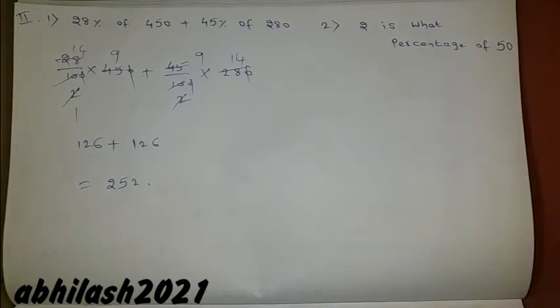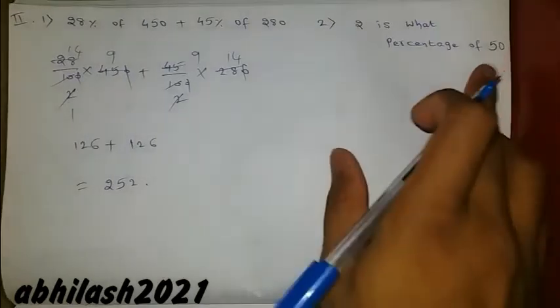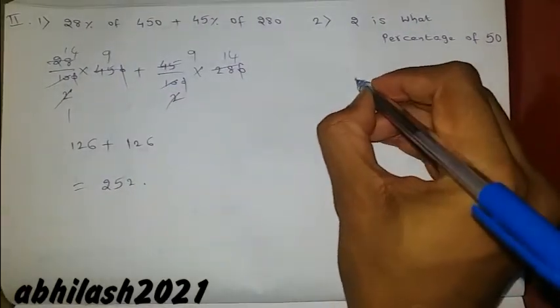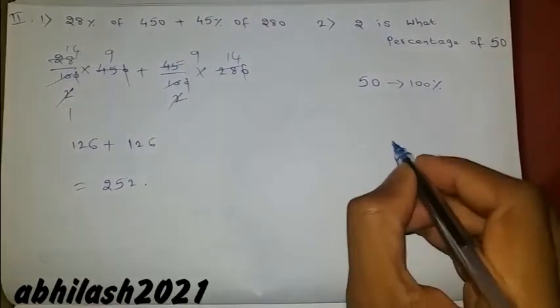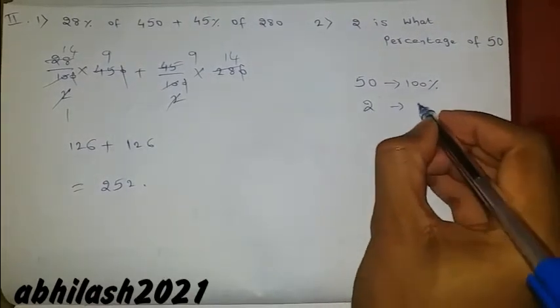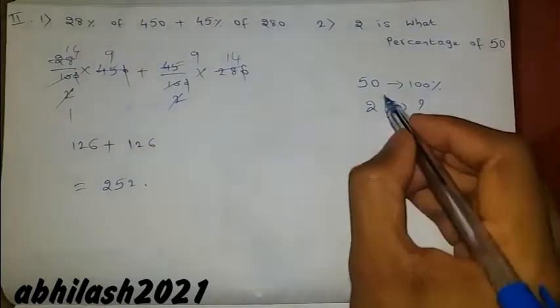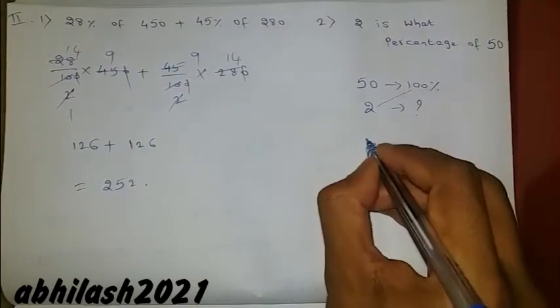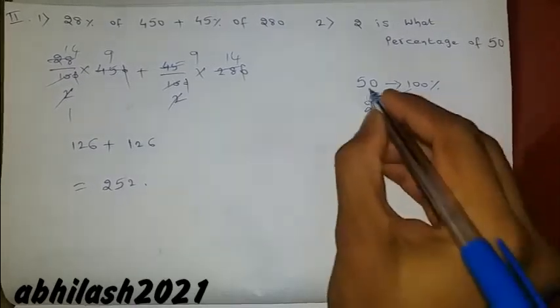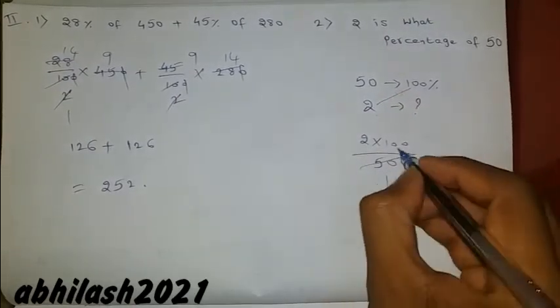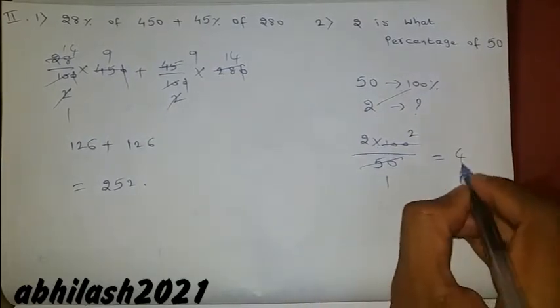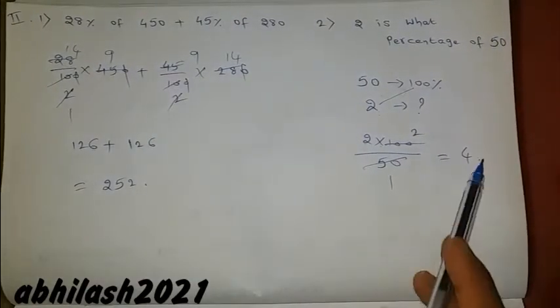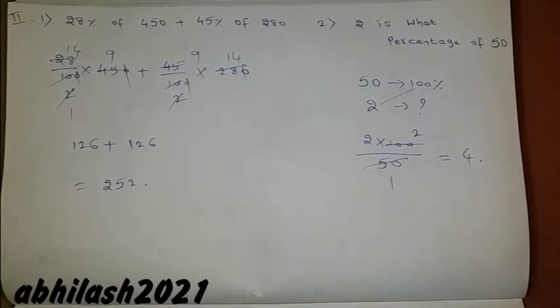Next question. 2 is what percent of 50? If we take that 50 as 100 percentage, then 2 is what percentage? If you do cross multiply, 2 into 100 divided by 50. 50 ones are 50, 50 twos are 100, so we remain with 2 into 2, which is 4. So 2 is 4 percentage of 50.